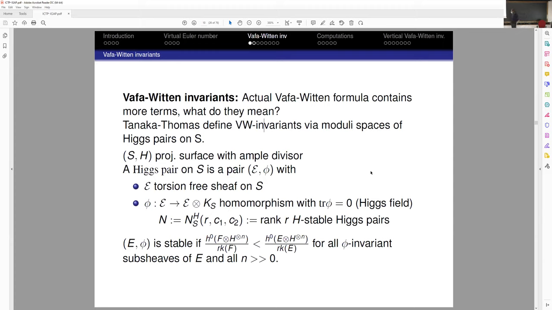And the definition of stability, which allows us to construct a moduli space, is very similar to the corresponding condition for moduli spaces of sheaves. The difference is now we don't require this inequality that we have for stability for all subsheaves of F, but only for all subsheaves which are invariant under phi, so where this Higgs field maps F to F tensor K_S. So if you have a stable Higgs pair, it's not necessarily true that the corresponding bundle is stable.